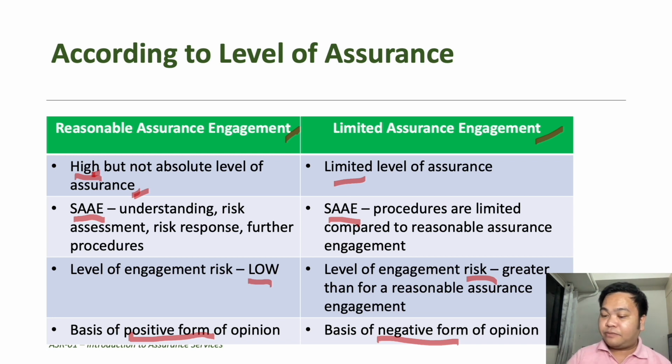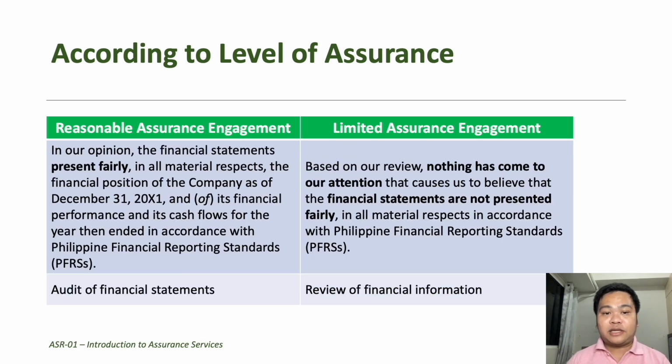An example of the positive form of delivering an opinion goes something like this: "In our opinion, the financial statements present fairly, in all material respects, the financial position of the company as of a date and its financial performance and cash flows for the period ended, in accordance with a criteria." In this case, you are stating directly that the subject matter information is fairly presented. That is what we mean by the positive form of expressing an opinion.